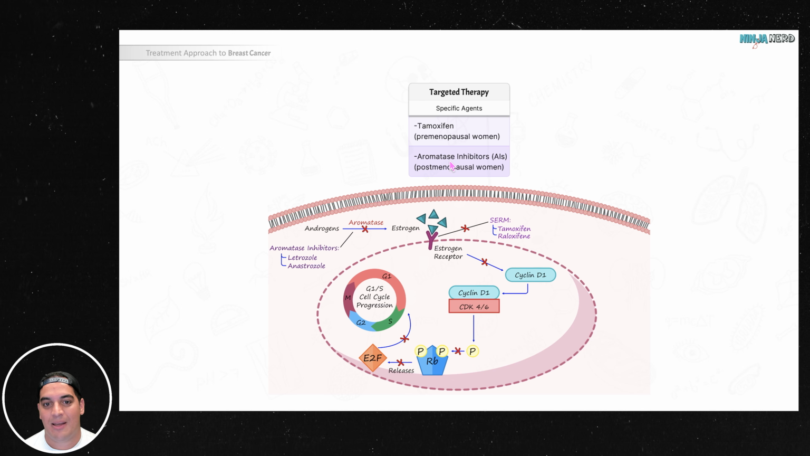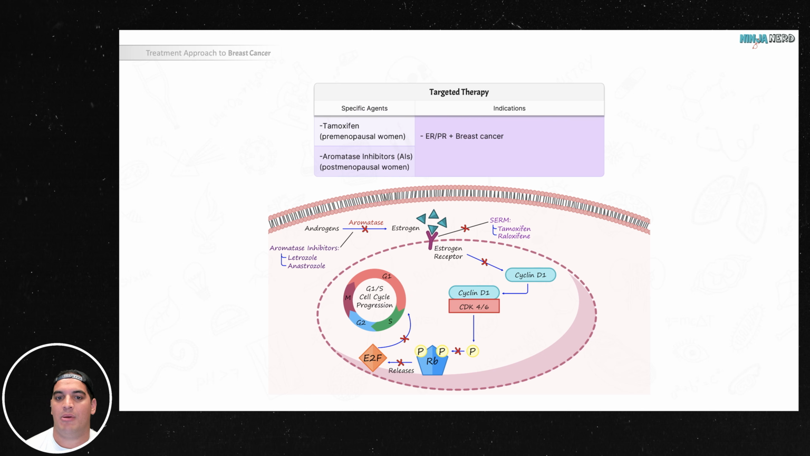So this is going to be something I really need you guys to remember. Really important for you guys to remember these. Now, what do we use them for? Again, we use them in patients who have ER/PR positive breast cancer. They have lots of estrogen receptors and progesterone receptors that they're very sensitive to, and you're going to try to block that pathway. Another thing to think about is we can use this in chemoprevention.